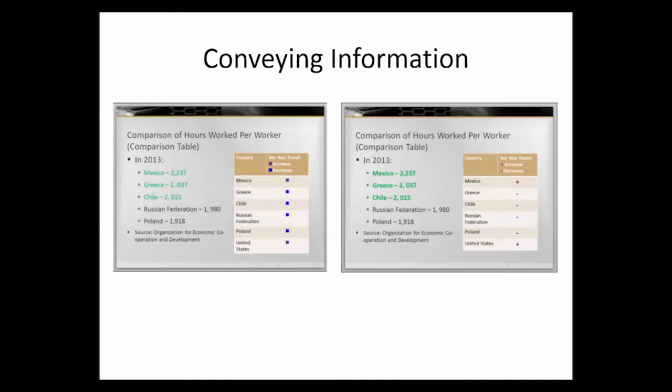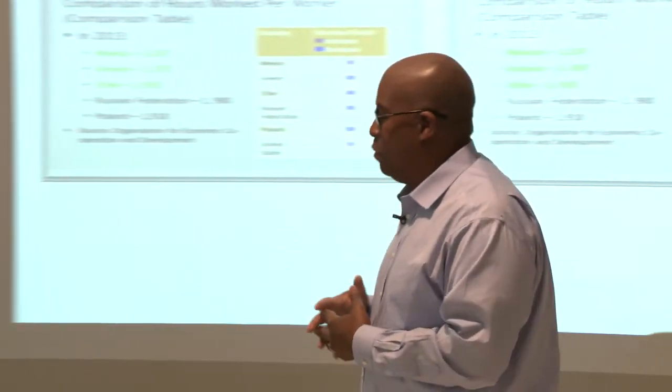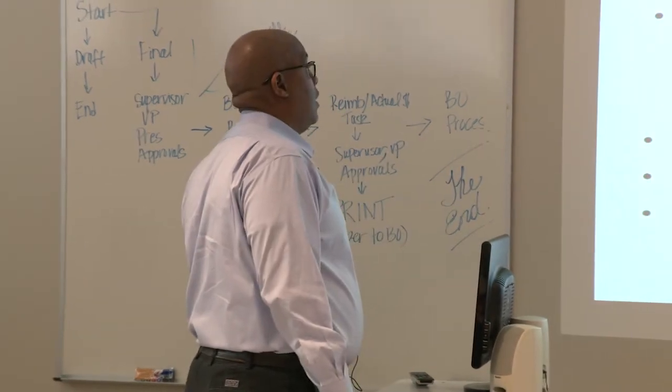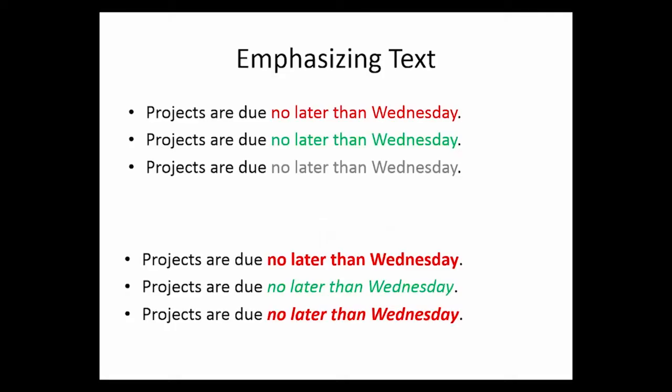So don't use color alone to convey information. Give them another visual cue besides just the color. And again, if you want to use red and green, feel free. I really don't care. Just give them another cue besides just the color. So don't convey information with just color alone.